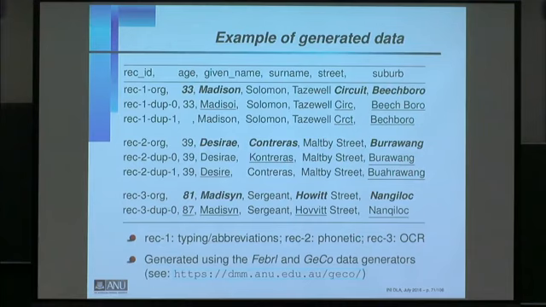So this allows us to simulate data which contains errors. And then we can use that. We can vary the rate of errors and what type of errors, and that allows us to generate data which we can use to try to relink things back together.